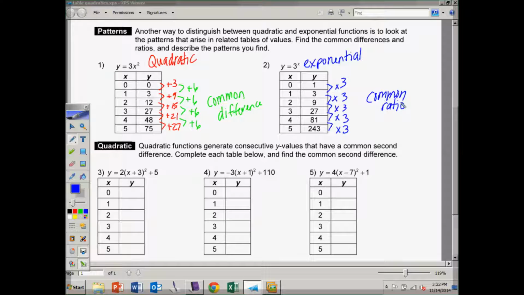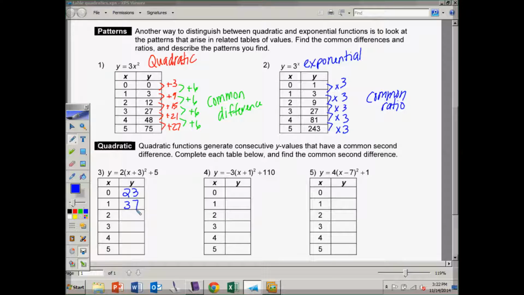So I get 0 plus 3 is? 3. 3 squared is? 9. Times 2 is? 18. Plus 5 is? 23. Do the same thing with 1. 1 plus 3 is? 4. 4 squared is? 16. 16 times 2 is? 32. Plus 5 is? 37.